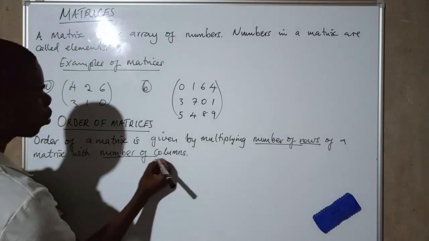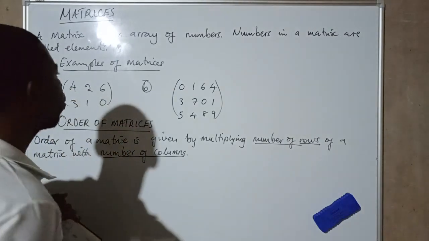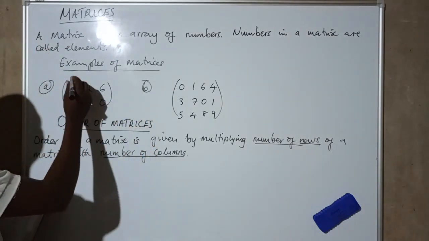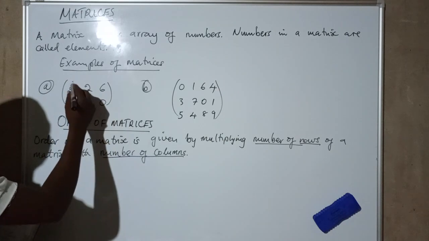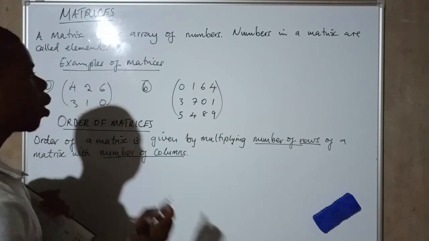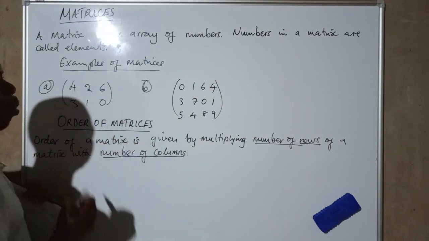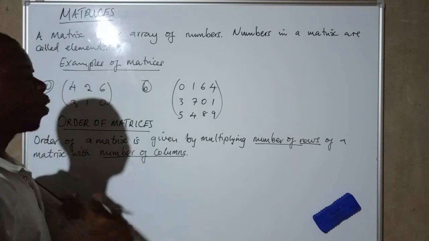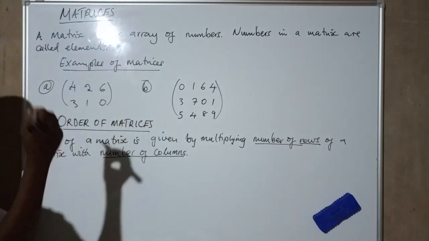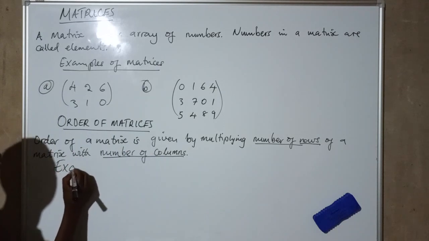Okay. So what are columns? Columns are actually vertical lines in a matrix, like these ones here. And rows are horizontal lines in a matrix, like these ones here. So it's very important you understand that. Let me give you an example.